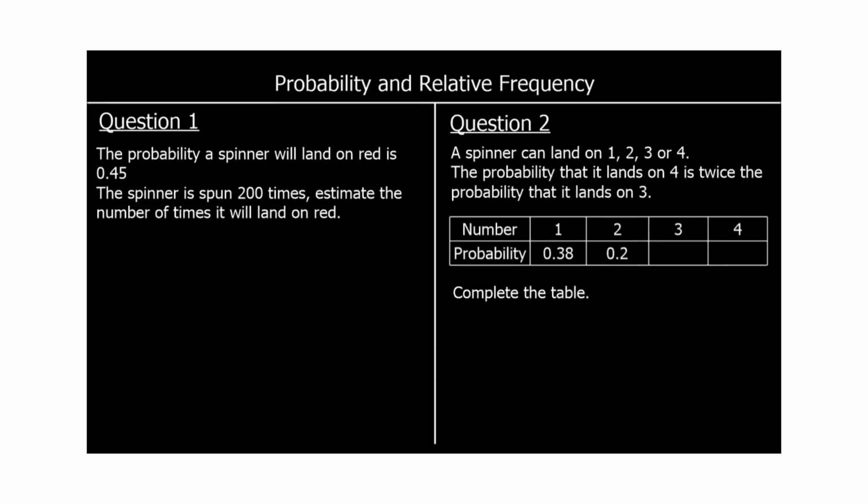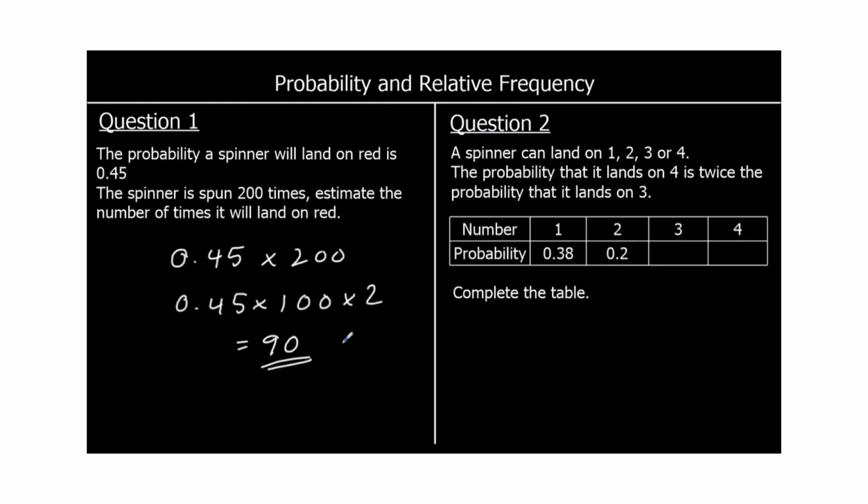Anyway, 2 questions to finish up. So pause the video and give them a go. So the probability a spinner will land on red is 0.45, 45%. The spinner is spun 200 times. Estimate the number of times it lands on red. So 0.45 times 200. So that's the same as 0.45 times 100 times 2. So that's 45 times 2, which is 90 times.